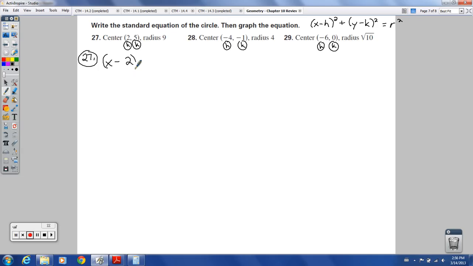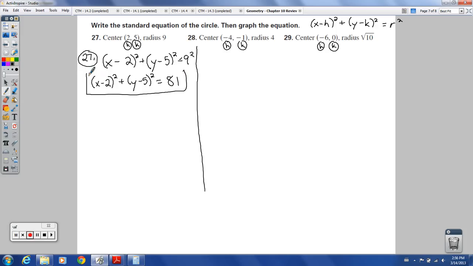So in this one I've got x minus 2 squared plus y minus 5 squared would equal 9 squared. And so that one I can simplify one more step. I'm going to leave this like it is, but the 9 squared would become 81. And so I'm going to draw just a really rough graph of this, but the center would be h, k, so 2, 5. And the radius is going to be 9.